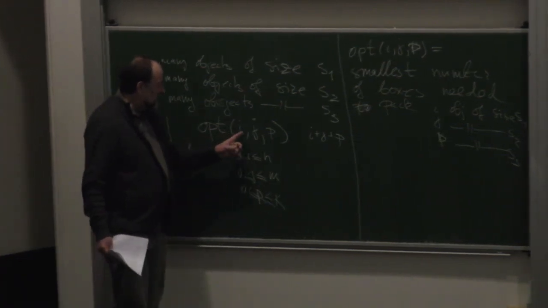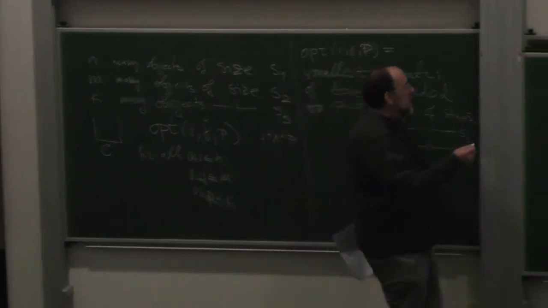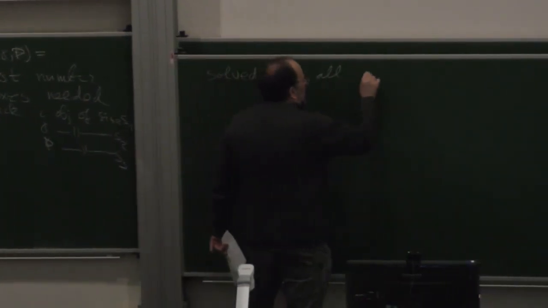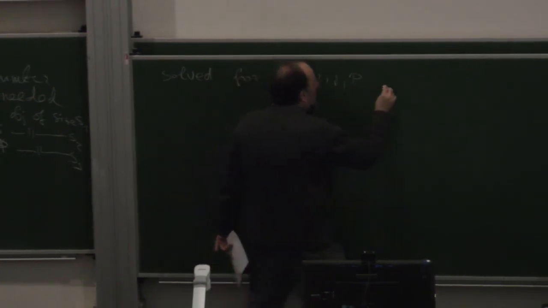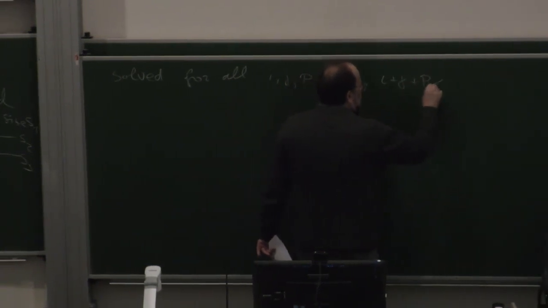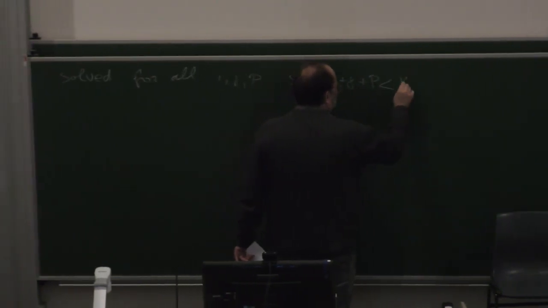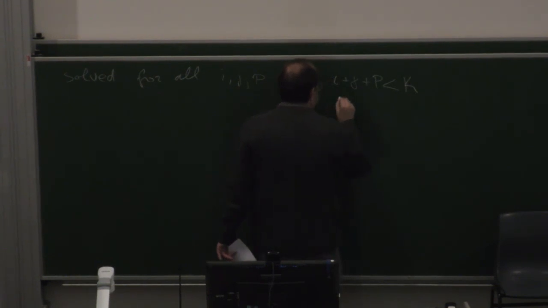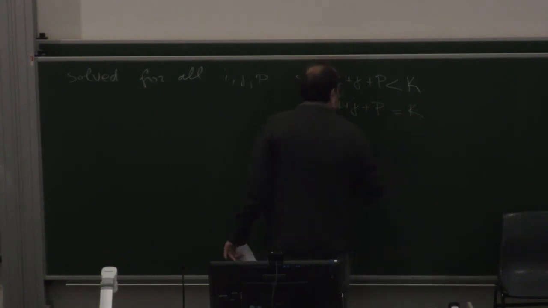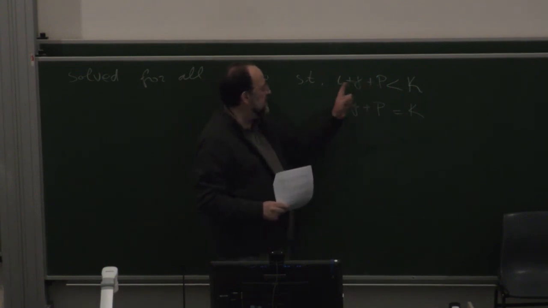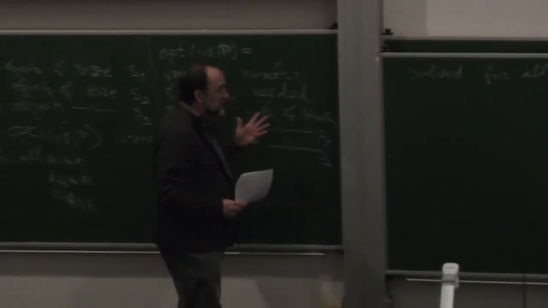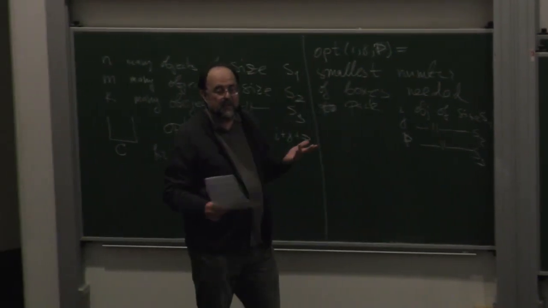So assume that, say, for a certain number, you solved for all I, J, and P such that I plus J plus P is smaller than K. How would you solve an instance when I plus J plus P is equal to K, if you have already solved all instances when the sum is smaller than K, and you store the results in a table? What would you really do? What's the logical thing to do?